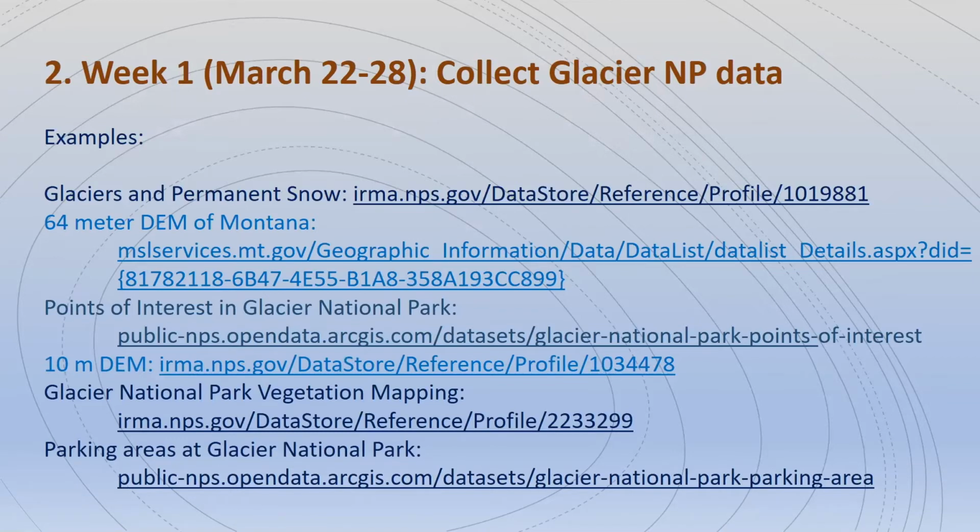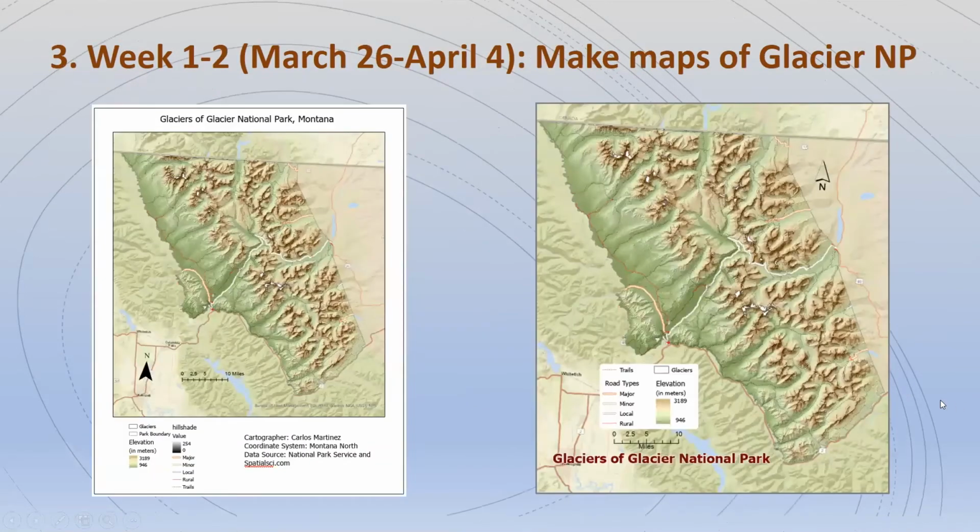The second step is to collect the Glacier National Park data. Students were required to individually look at different data, and then the whole class put the data together. I wanted them to learn that not all data are the same. For example, in this case, some people collected a 64-meter DEM data. Some people picked up a 10-meter DEM data. So we discussed which one would probably be better for the project. Of course, 10-meter would be much better.